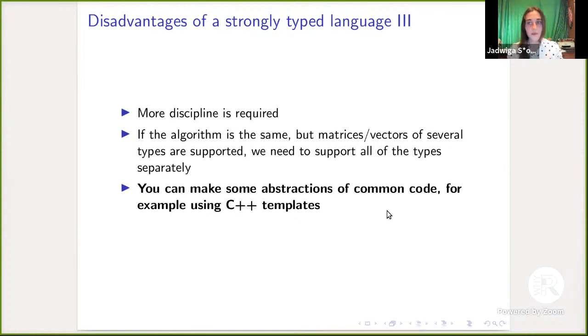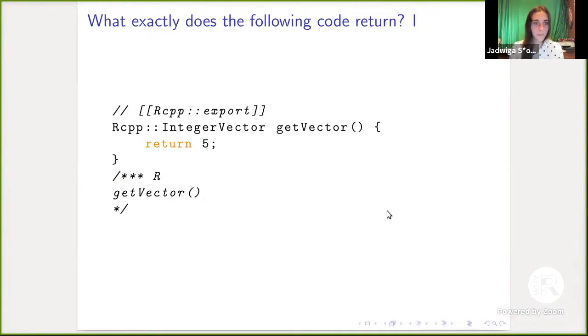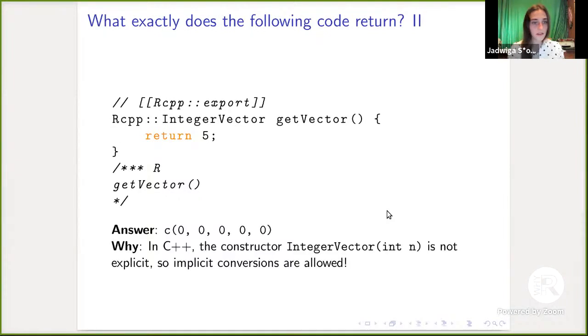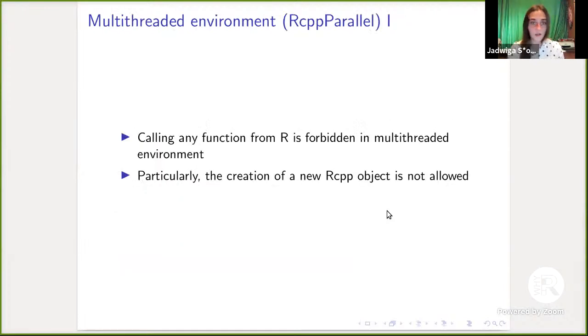But we have to be aware that a C++ template is a double-edged sword. It is very error-prone, and we should be very focused when we create such structures, because the errors which we can get are not very descriptive, and the bug is really hard to detect. Well, let's look at this. What should this code return? Logically, it should be 5, the vector of one element. Well, that's not true, because in C++, the integer vector constructor is not explicit. So here implicit conversions are allowed.